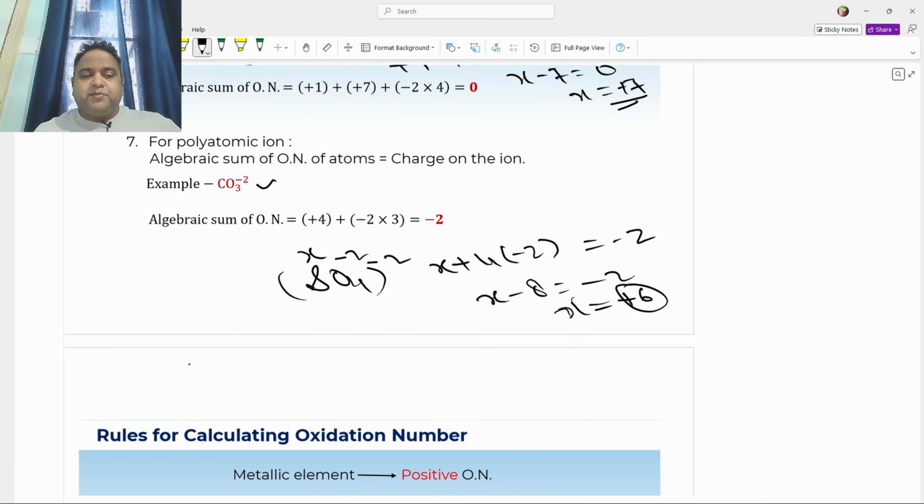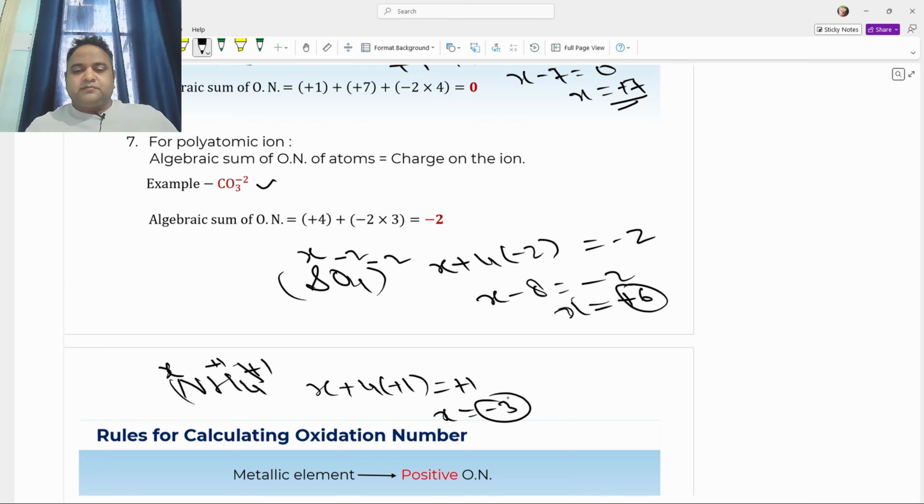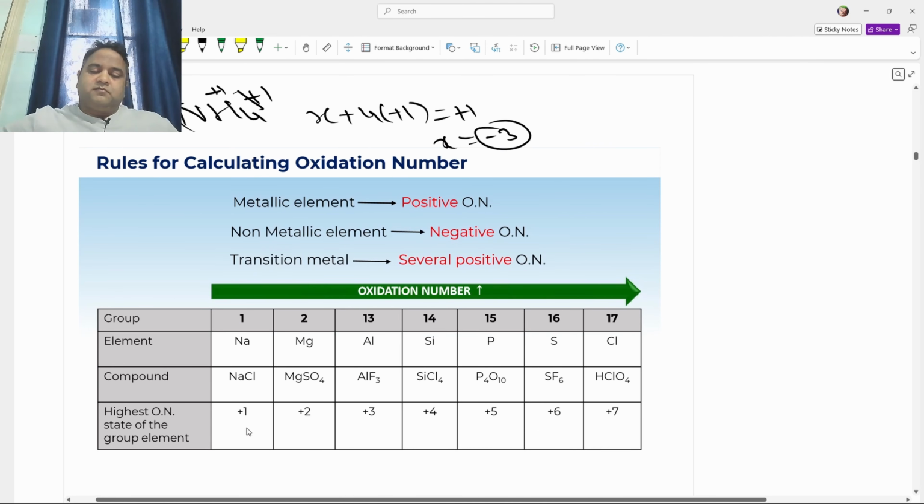And if there is any positive charge, you can also calculate that. For example, there is NH4 plus. We have a doubt about the nitrogen. Hydrogen generally has +1. X plus 4 into +1 is equal to +1. X will be equal to -3. This is the general example.